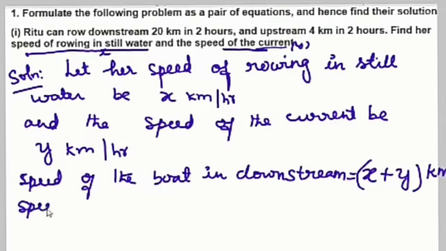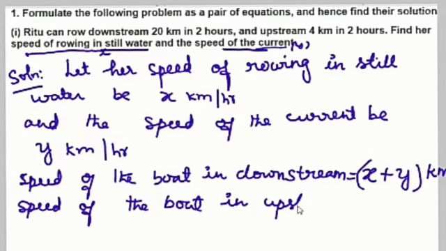Next, speed of the boat in upstream. Upstream means the boat is going against the current. So the speed is going to decrease. How much? By speed of the current. So I'll write x minus y, kilometer per hour.